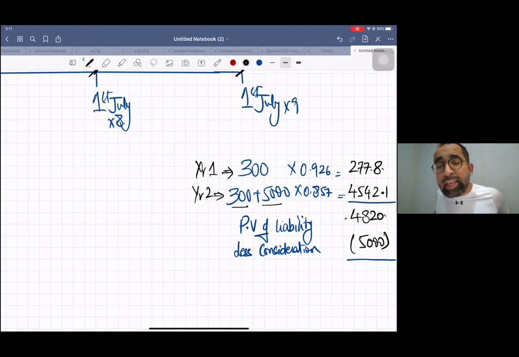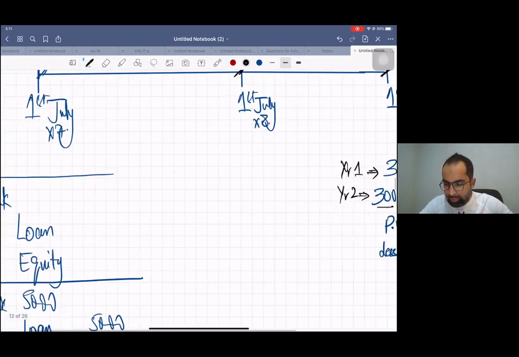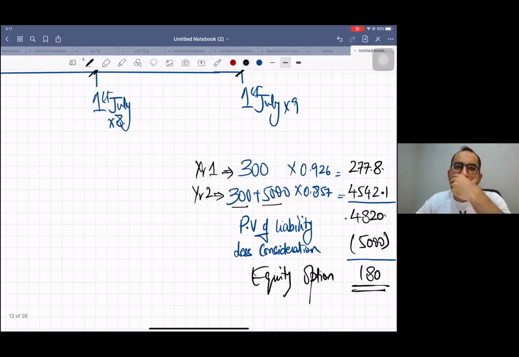So why has he invested in this deal? Because of the equity option, because he has invested in equity as well. So what's the amount of the equity option? Can you tell me? It's I think 180. 180 is the equity option, right? So wait, just have a look.